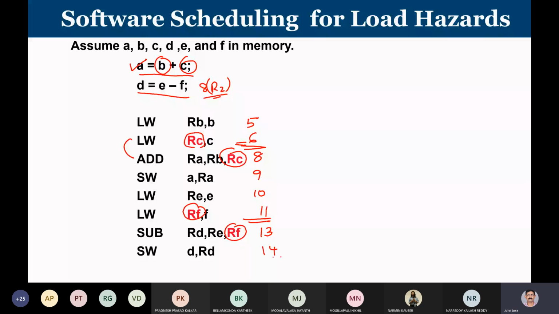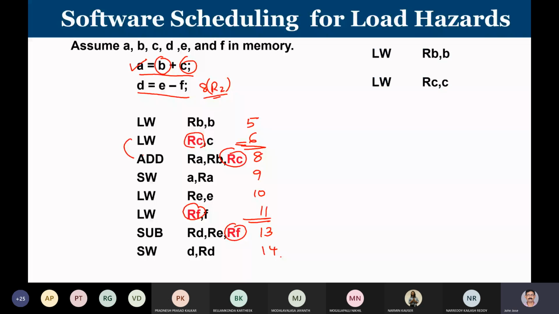Now, when a compiler goes hand in hand with a processor, this is a beauty. If the compiler knows that an add and a load cannot come adjacent without changing the meaning of the program, can the compiler reschedule the code?